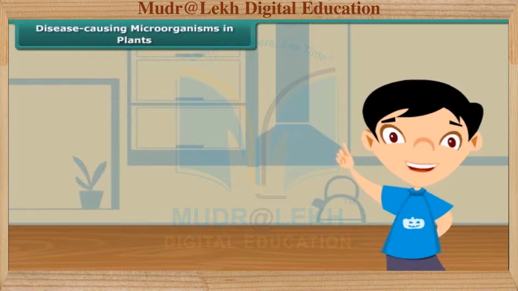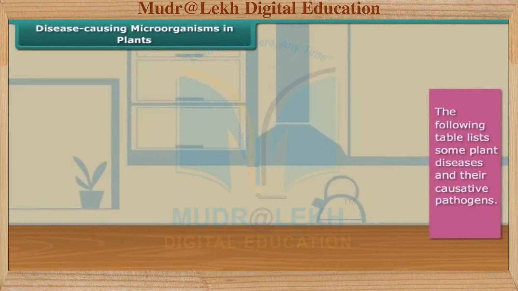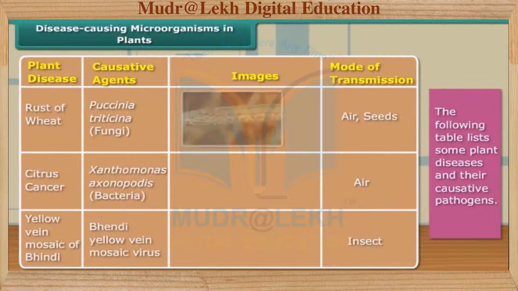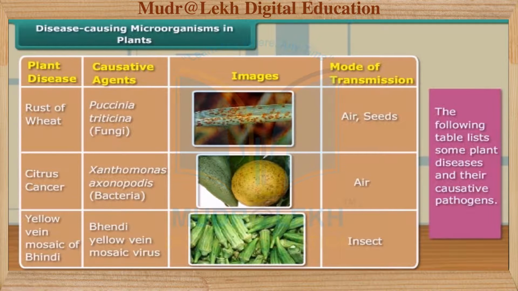Now let's learn about diseases caused in plants. There are several microorganisms which cause disease in various plants. The table contains some widespread plant diseases and their causative pathogens.